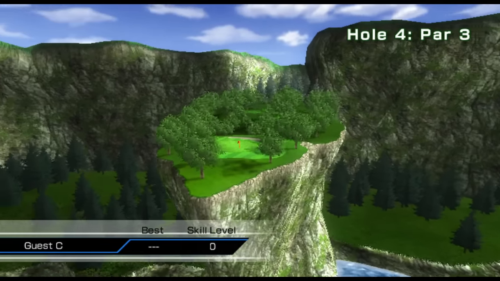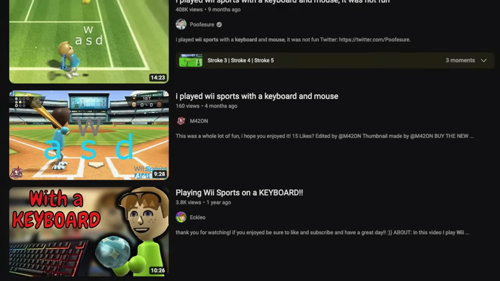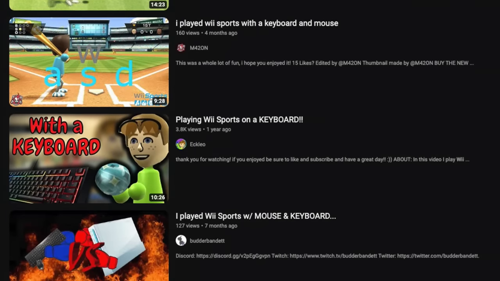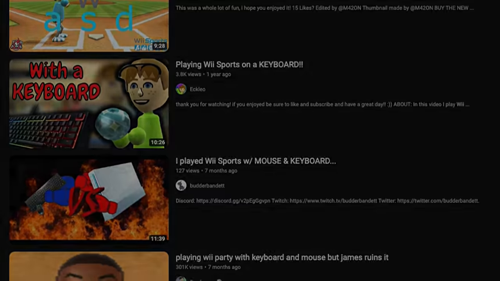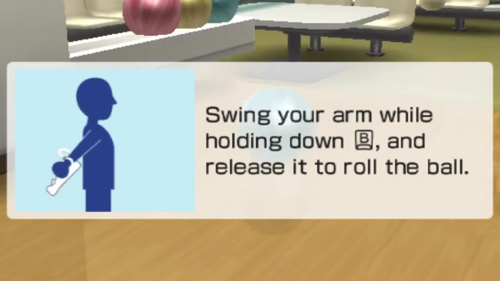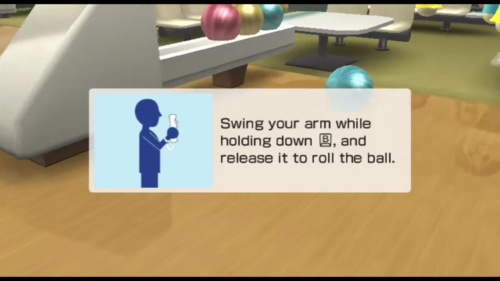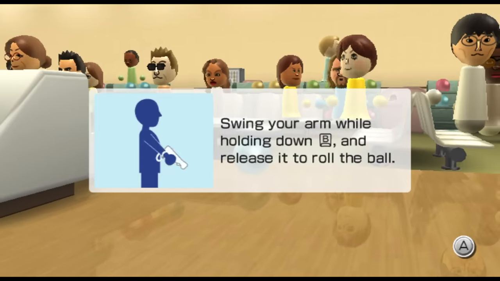I first got this idea after learning that you can actually play Wii Sports with a mouse and keyboard, which will make it much easier for the AI to input controls. Wii Sports was revolutionary when it came out because of its use of motion controls, and as you might imagine, simulating these motion controls with a mouse and keyboard doesn't work very well.